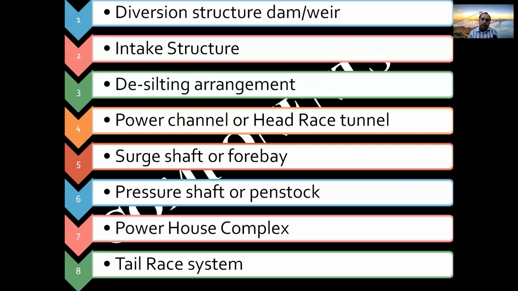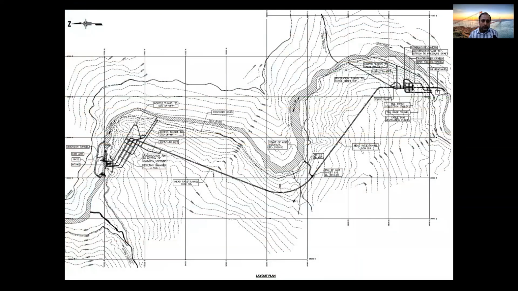That is a powerhouse complex. And finally, the tail race system that may be on the surface or maybe underground. If it is underground, then it is called a tail race tunnel. If it is on the surface, it is called a tail race channel. This is a typical layout of a run of the river scheme.